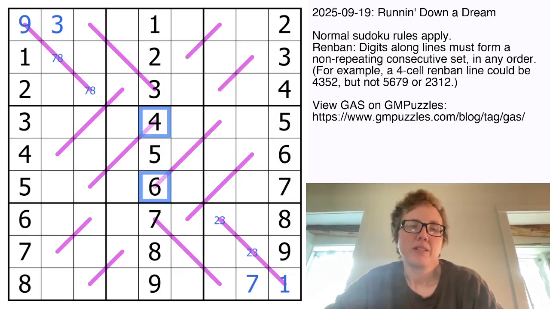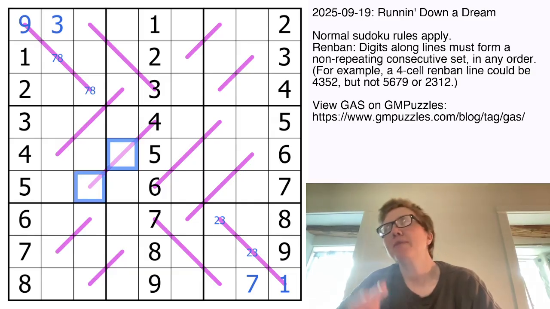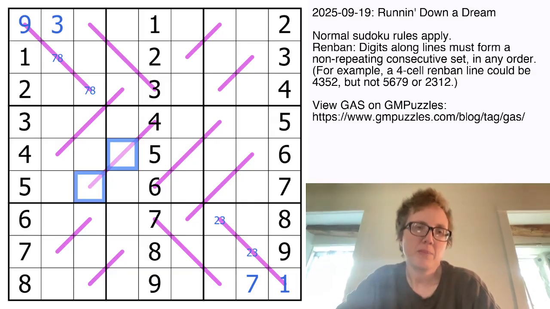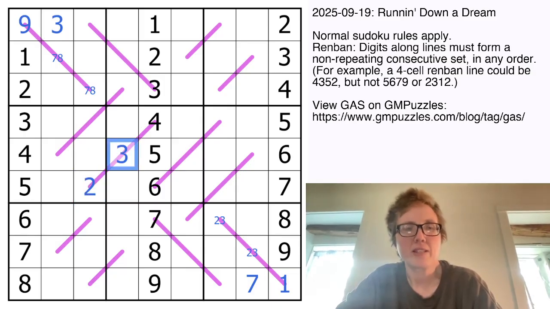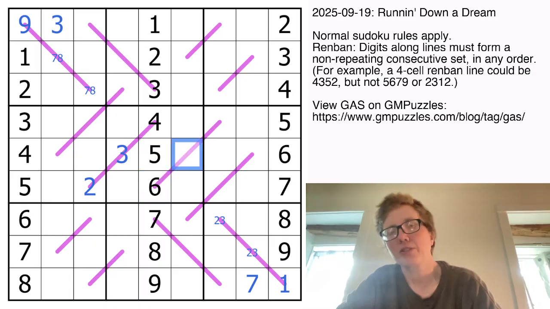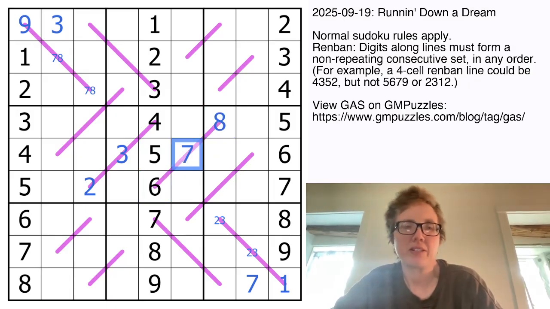Next I looked at the middle, so this line with a 4 on it can't have a 5, so it can't be 3, 4, 5, and it can't be 4, 5, 6. So it has to be 2, 3, 4, making this the 2 and this the 3. And we have a symmetrical deduction over here where this 6 line doesn't have a 5 on it. So it has to be 6, 7, 8, and it ends up having to go like that.